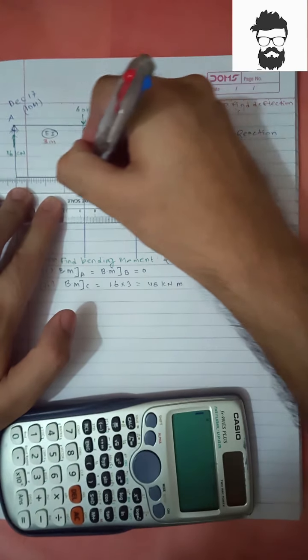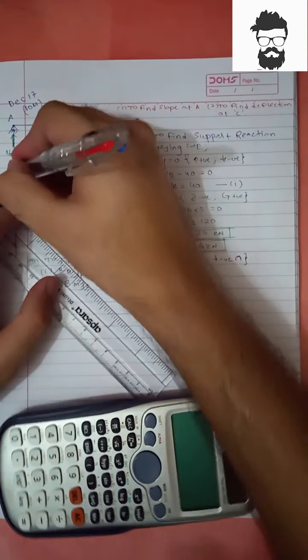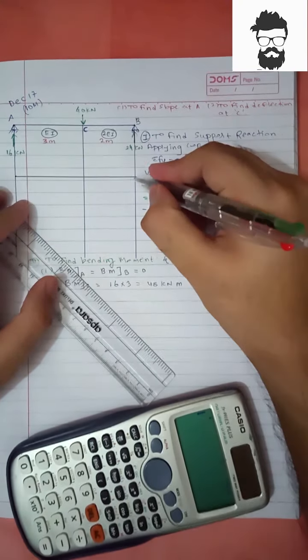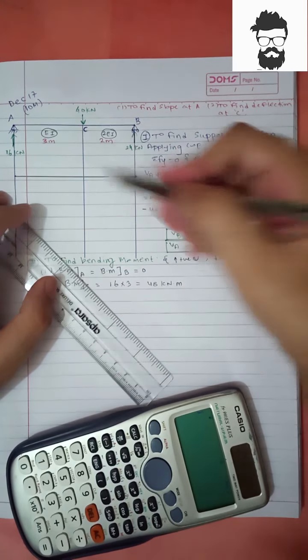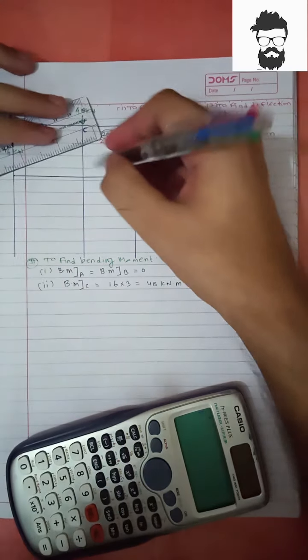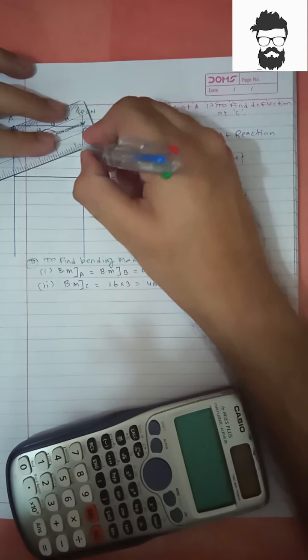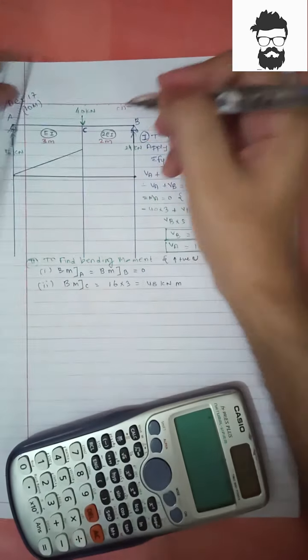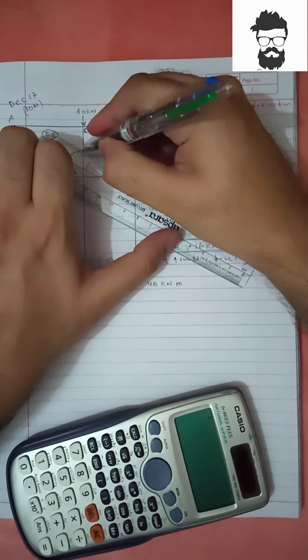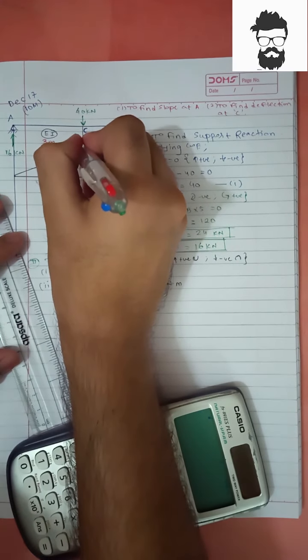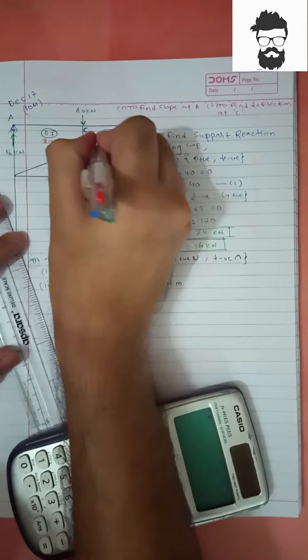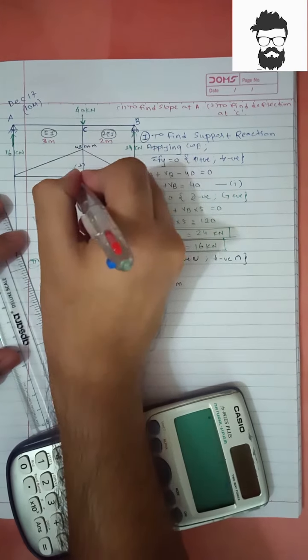So bending moment at A is 0, bending moment at B is 0 and bending moment at C is 48. So this is 48 kilonewton meter and it is positive, so plus. This is the BMD.